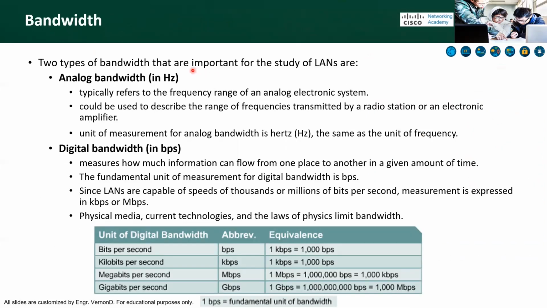Bandwidth. Two types of bandwidth that are important in the study of LANs are analog bandwidth and digital bandwidth. Analog bandwidth typically refers to the frequency range of an analog electronic system. It can be used to describe the range of frequencies transmitted by a radio station or an electronic amplifier. The unit of measurement of analog bandwidth is hertz, the same as the unit of frequency. Digital bandwidth. Digital bandwidth measures how much information can flow from one place to another in a given amount of time. The fundamental unit of measurement of digital bandwidth is bps. Since LANs are capable of speeds of thousands and millions of bps, the measurement is expressed in kbps or Mbps. Please take note of this table.